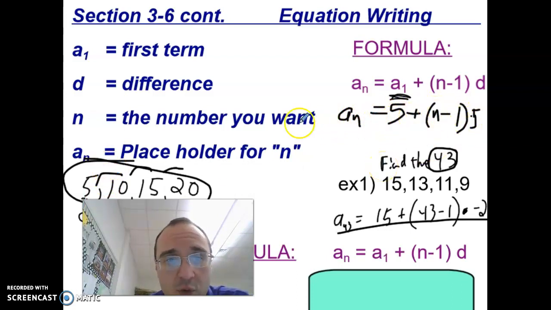No math, just the equation. So all of the terms are here. Make sure you know this.